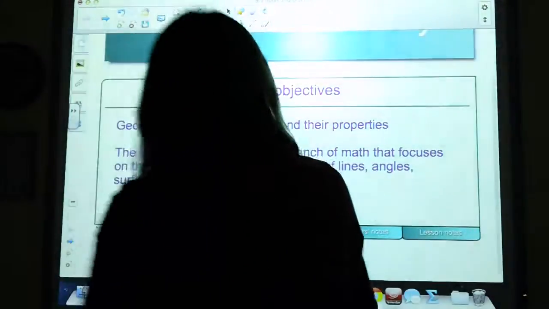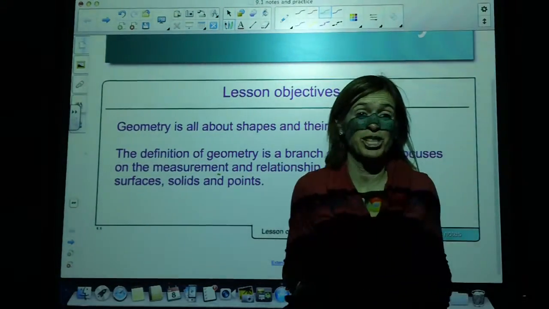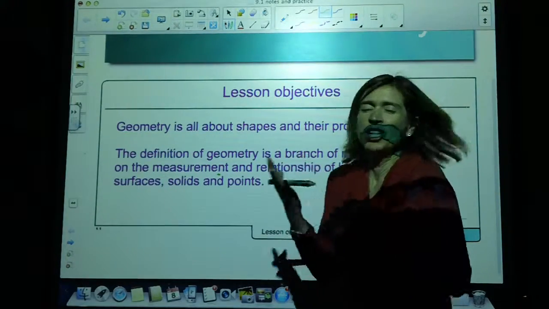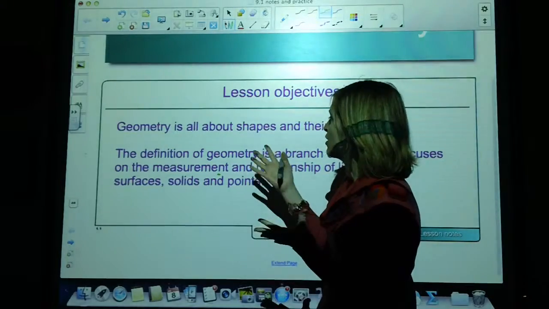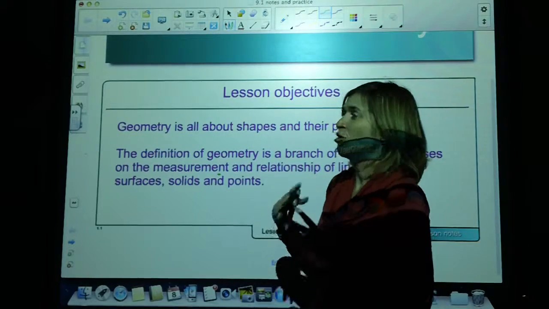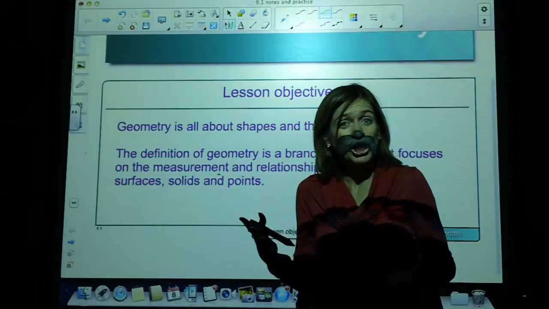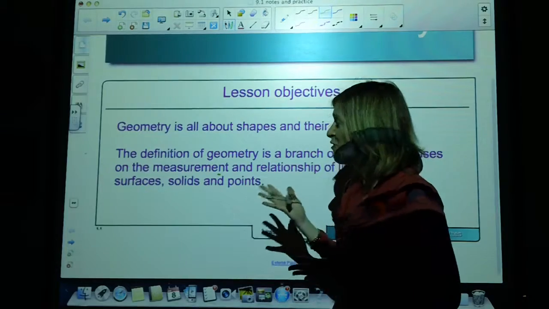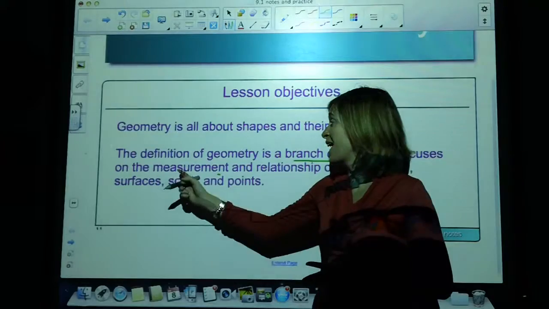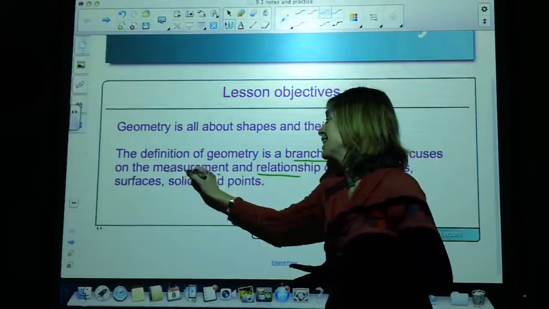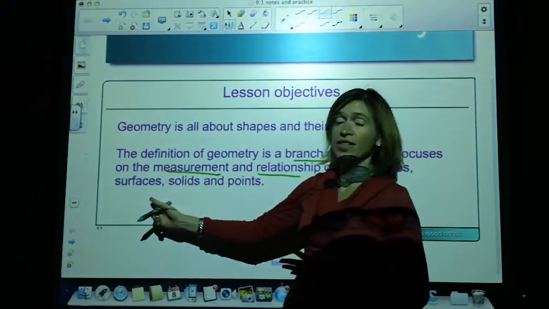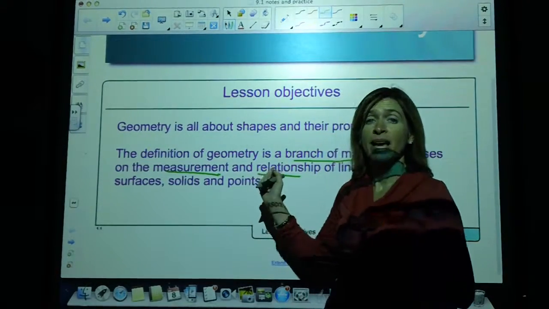All right, so today we're going to be talking about geometry and an introduction to geometry. And I absolutely love geometry. Geometry really is all about shapes and their properties, triangles and circles and squares, and three-dimensional figures as well, such as cubes and prisms. But the definition of geometry is a branch of math that focuses on the measurement and the relationship of lines, angles, surfaces, solids, and points.